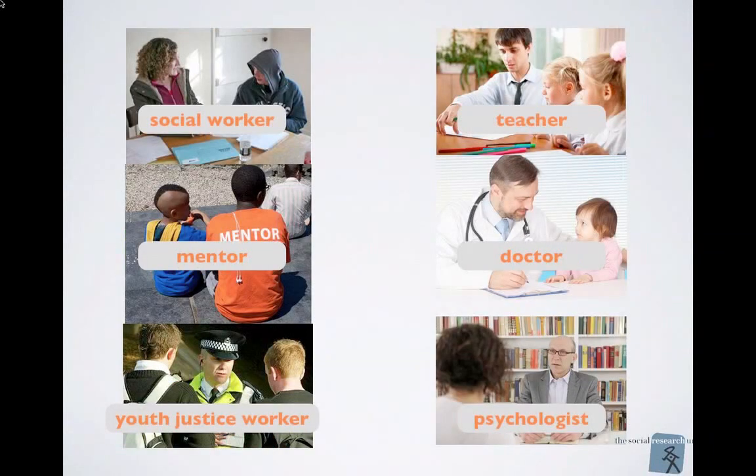Next, it helps to think about who actually provides your intervention. You might make a simple distinction between a professional and a volunteer, but you could also break professional down further. So, for instance, are you talking about a social worker, a teacher, a doctor, youth justice worker, or psychologist? Or is it a combination of several of them? Perhaps a teacher delivers class lessons and a psychologist runs after-school sessions within the same intervention.